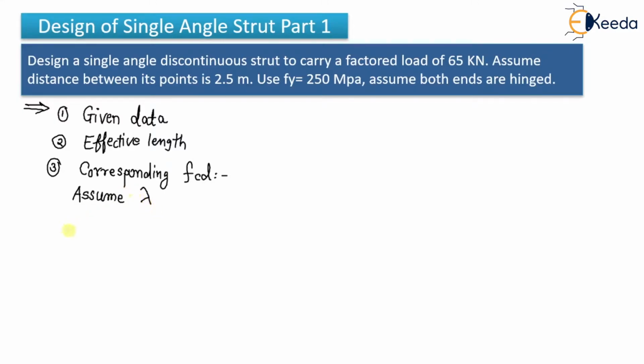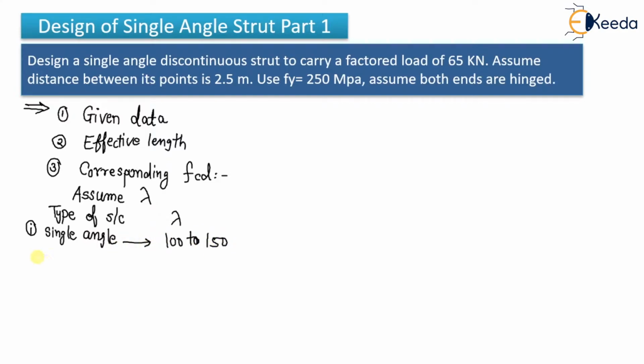So what will be the value? I will give you one table here, and from that you can refer this table and assume the value of lambda or the slenderness ratio. You can write down this type of table in your book also. I'll write type of section on one side, and on other side lambda. The first type of section is single angle. If the type of section is single angle, then assume the value of lambda in between 100 to 150.